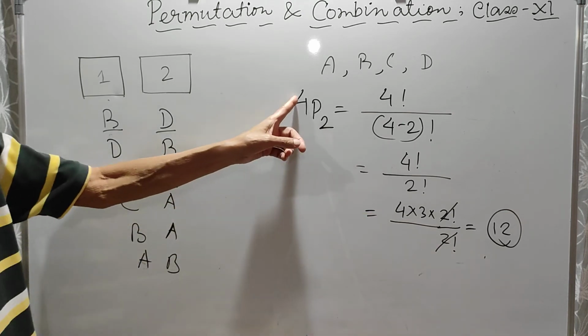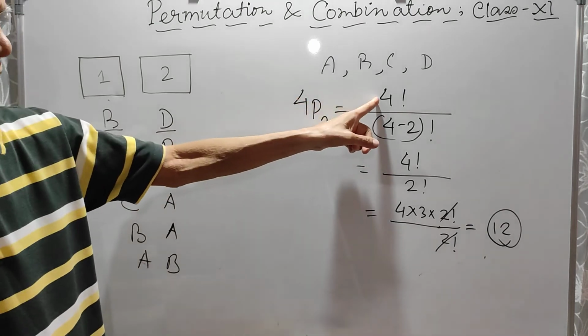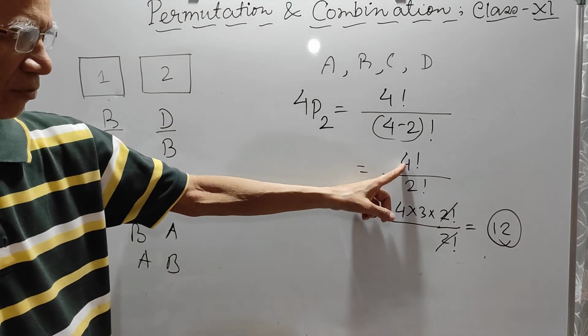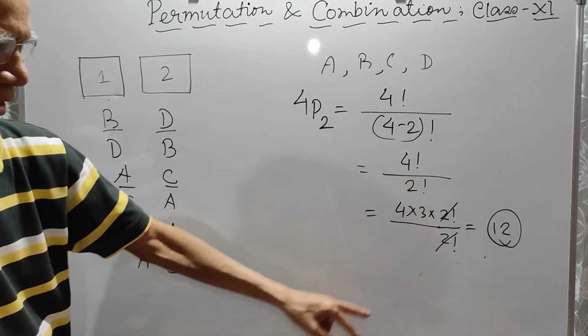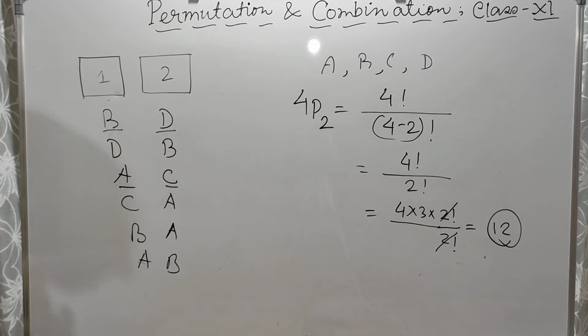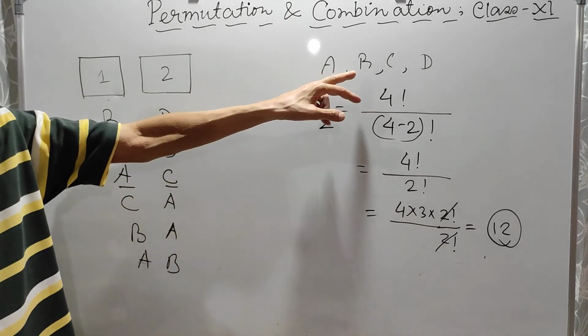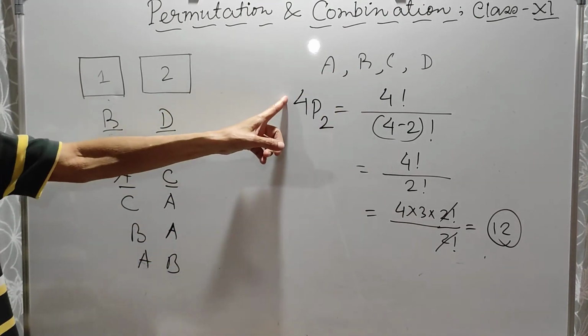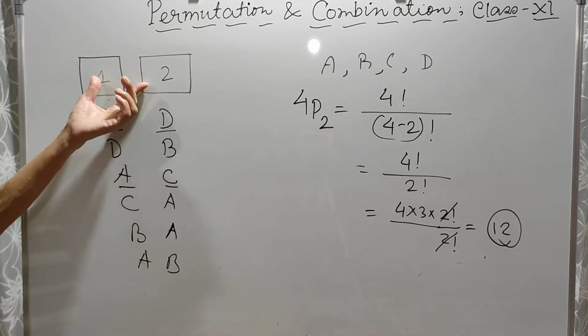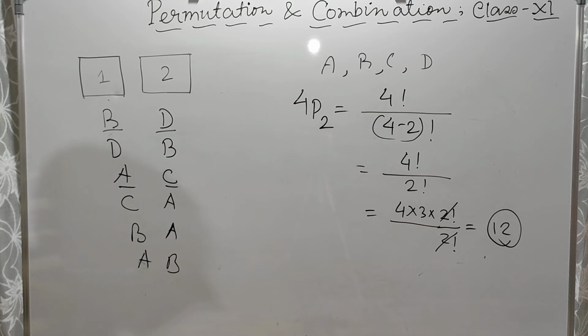So using the formula nPr, we got 4 factorial by 4 minus 2 factorial, that means 2 factorial. So 4 factorial can be written this way, then 2 factorial cancel, 12. So 12 permutations. Out of 4 students taking 2 students at a time, we can make 12 arrangements. So that was the main formula.